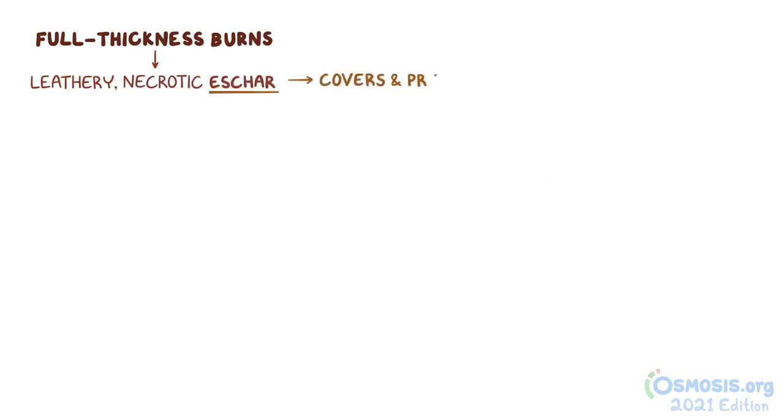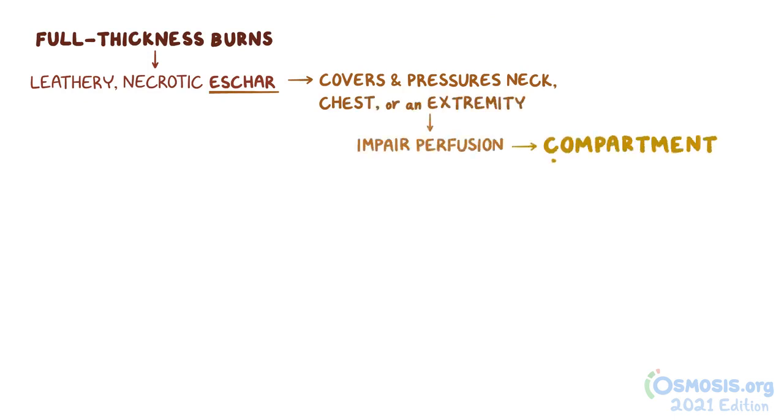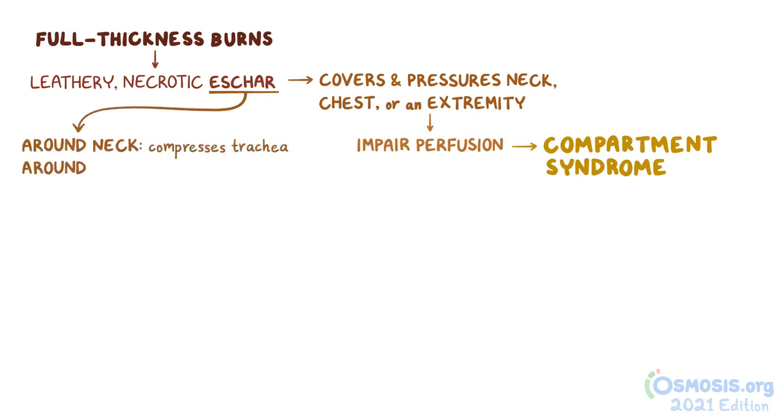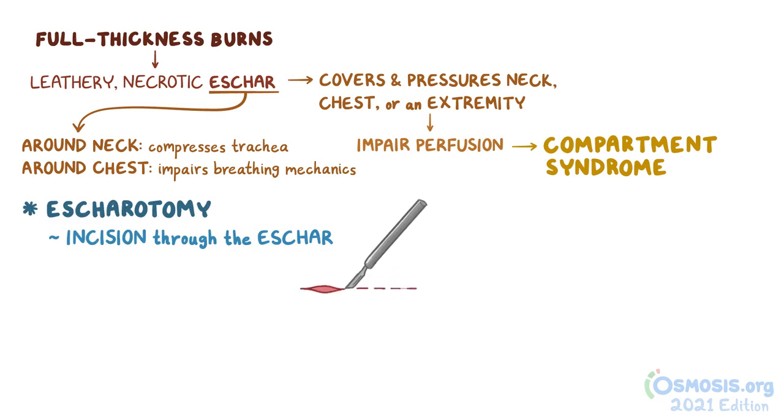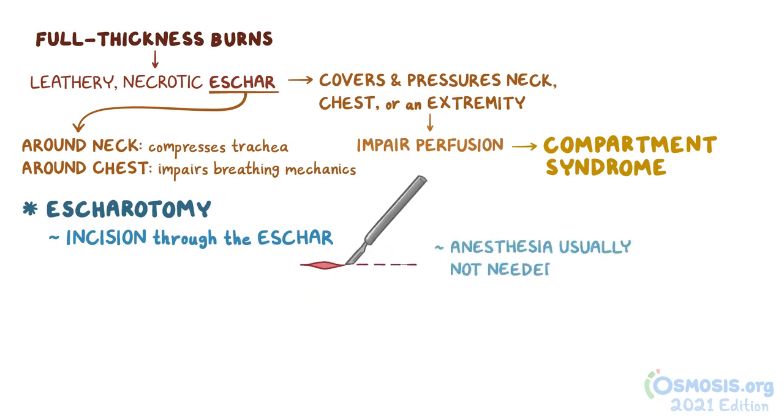Okay, now full-thickness burns appear as a leathery necrotic eschar. If that eschar circumferentially covers and pressures the neck, chest, or an extremity, it can impair perfusion, and this is called compartment syndrome. Also, an eschar around the neck can compress the trachea, and an eschar around the chest can impair breathing mechanics. To prevent tissue necrosis and hypoventilation, an escharotomy is performed. This involves making an incision through the eschar, relieving the pressure. Anesthesia is not usually needed because eschars are usually painless, since all the nerve endings in the dermis have been destroyed.